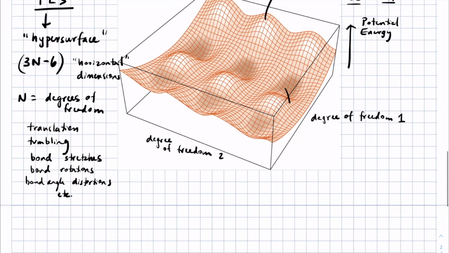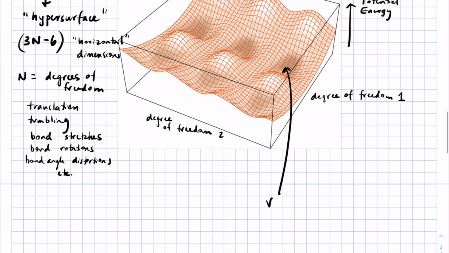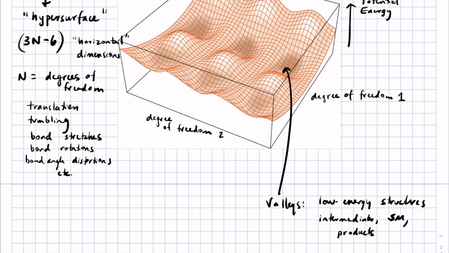Okay, the valleys represent low energy geometries or structures. Let's see. So this could be intermediates, starting materials, products. And one thing you got to think of is that each valley is spanned by quantized vibrational levels.